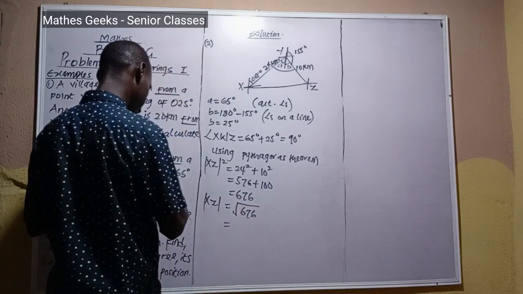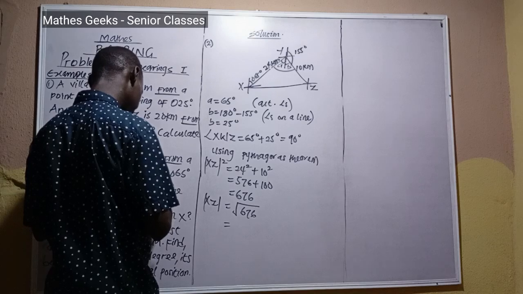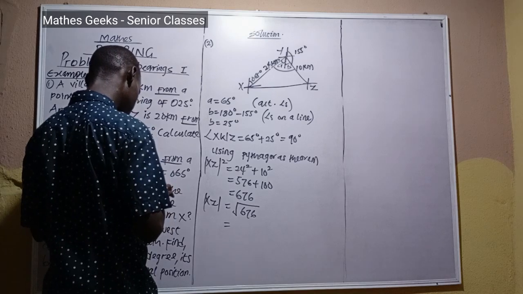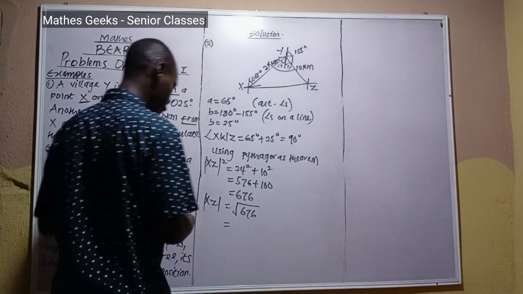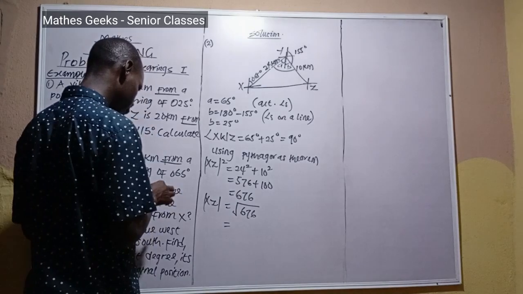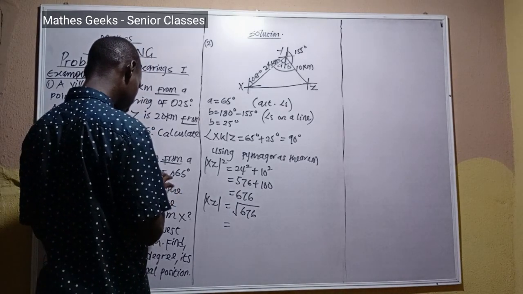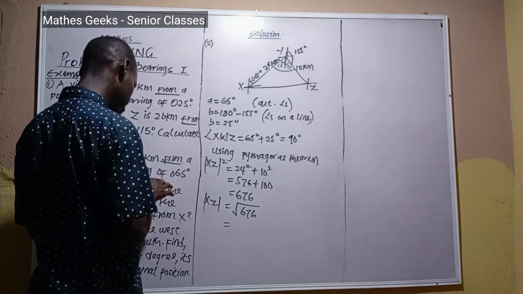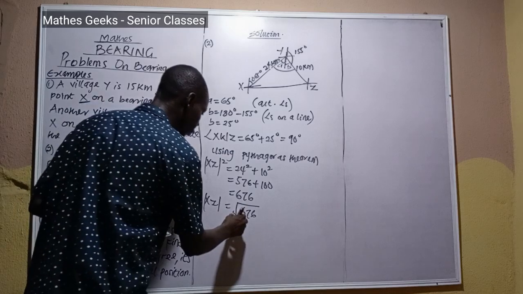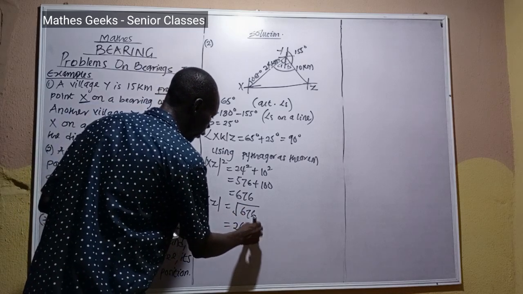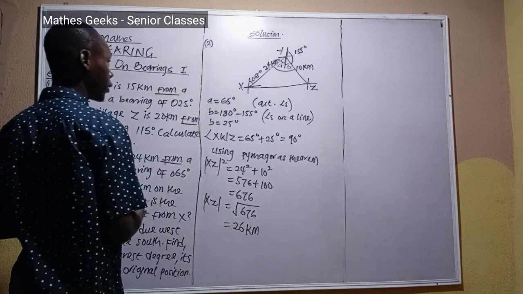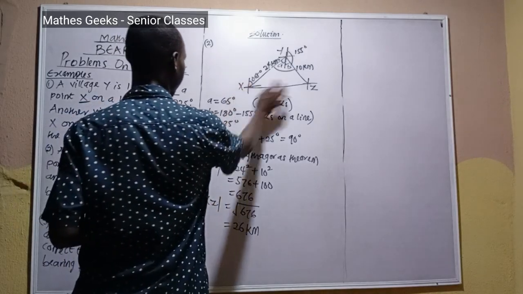This will give us the value 26 kilometers as the distance between X and Z.